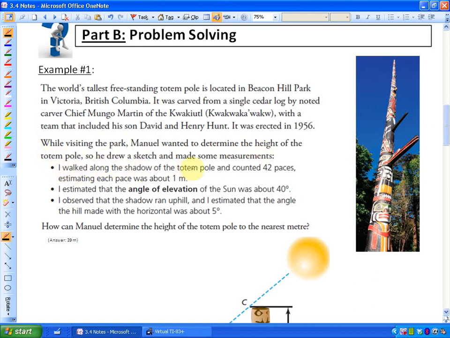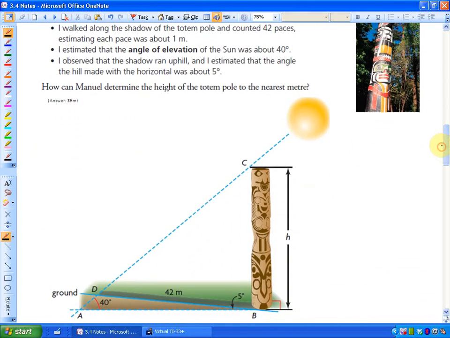He walked along the shadow of the totem pole and counted 42 paces. So if you want to look at this picture here, he basically walked from the base of the totem pole up to here and counted 42 paces, so roughly 42 meters. He estimated each pace was 1 meter.